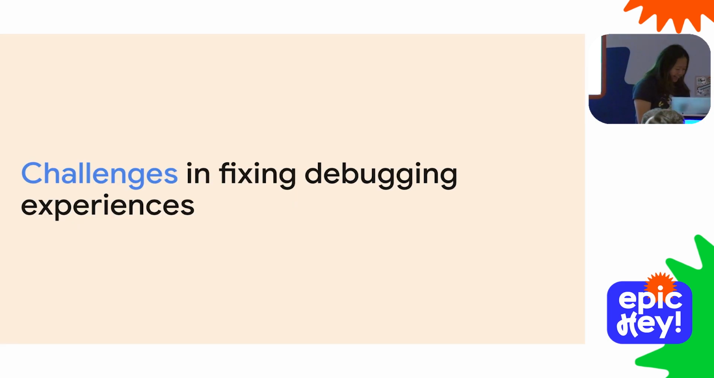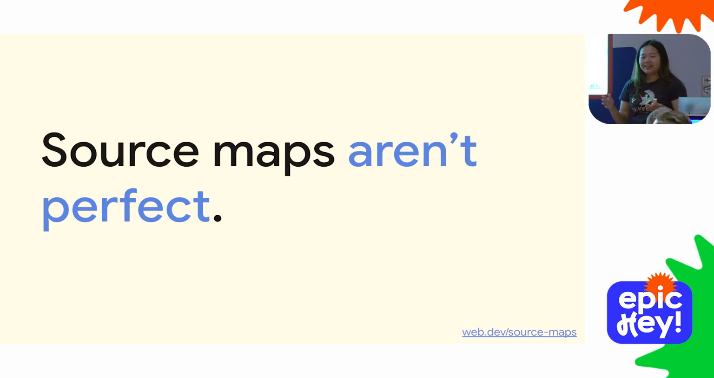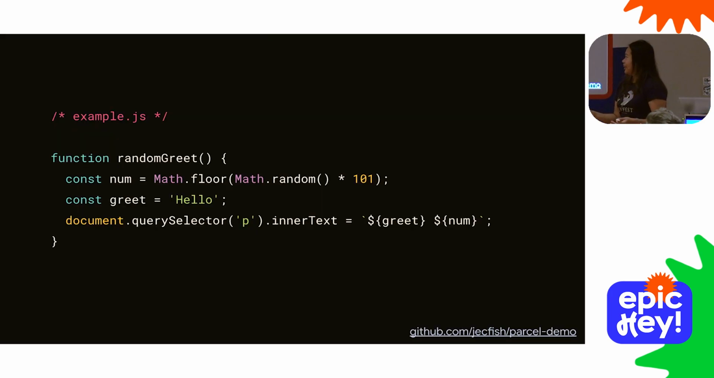Okay, next, I talked about using source map to help you with debugging. But I want to talk about some of the DevTools and ecosystem challenges in fixing the debugging experience. Source map is not perfect. And let's take a look at this example. This is a very simple example where we have two variables. We have a number variable and we have a grid variable. The number variable is a random number. The grid variable is a static string. We then use these two variables to put into the paragraph to display grid and number.